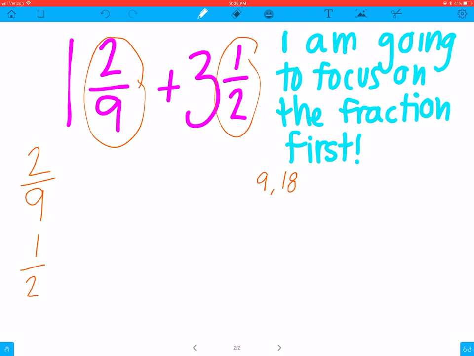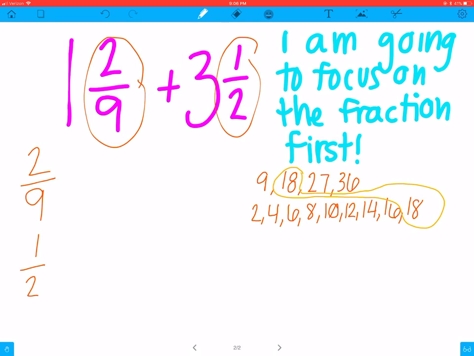I'm going to start listing them off. 9, 18, 27, 36. Now I know because I have a 2, I'm going to have a denominator that is an even number. So it's going to have to end in a 2, 4, 6, or an 8. So I know 27 can't be it. Could be 18. I think that might be my least common multiple, and that will be my common denominator. All of these vocab words, they run together, and I'm going to try and make sure I use them as much as possible to ingrain them in my brain. So 18 is my least common multiple, and so it's my common denominator.